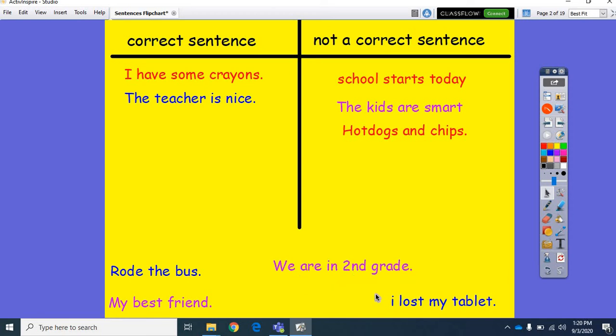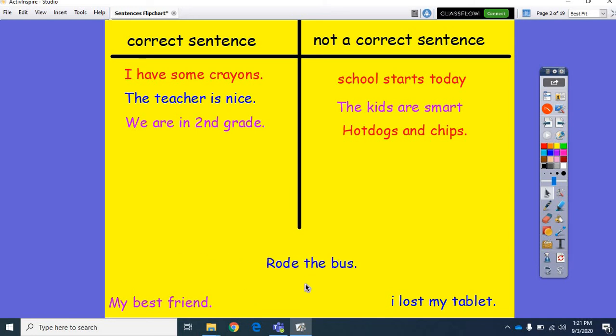All right, how about this one? We are in second grade. Where would we put this one? Yeah, that one's also a correct sentence. It makes perfect sense. It has a capital and it has the end mark. So good, we are in second grade. Awesome.